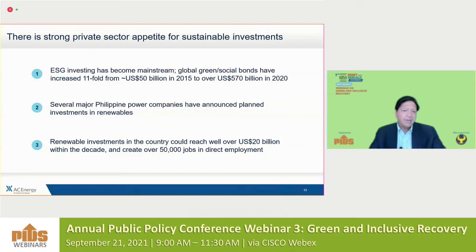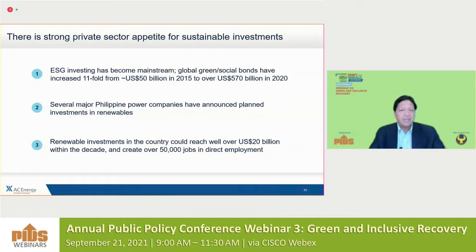And then finally, the last point here is that with all of these opportunities in front of us in terms of scaling up renewable investments in the country, assuming that we really get to the 20 gigawatts of renewable build-out over the next decade, given that 1 megawatt of renewables averages around $1 million, it's lower for solar and higher for wind and other technologies. The rough estimate here is we should be seeing well over $20 billion worth of investments on renewables alone, not including storage. Storage is another upside that could add another 20 to 30% of this figure within the decade and create over 50,000 jobs in direct employment.